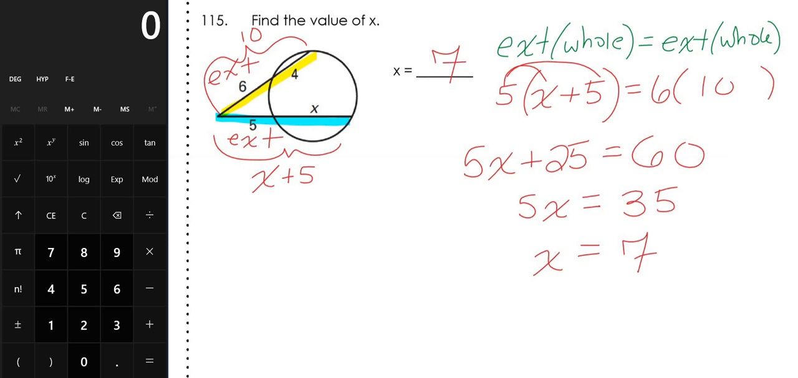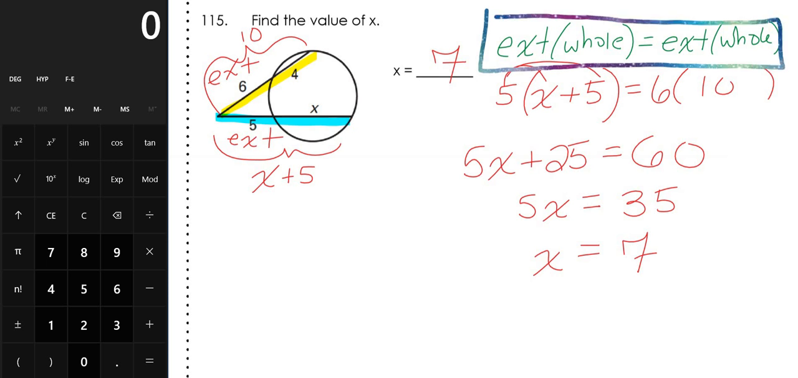So the important thing for this problem is when you see that angle on the outside and they're talking to you about pieces of these line segments, you have to remember this rule. External times the whole equals external times the whole. Okay, let's move on.